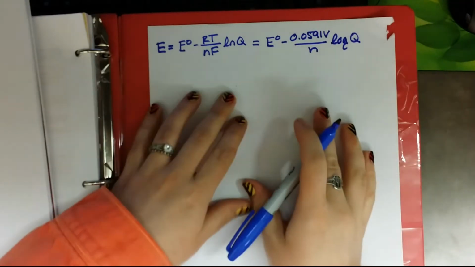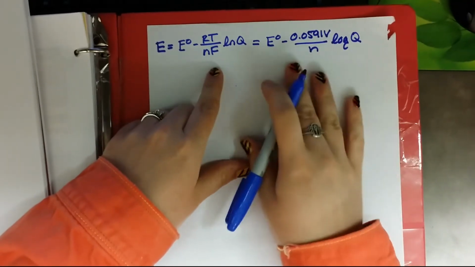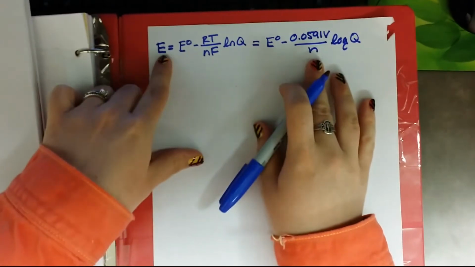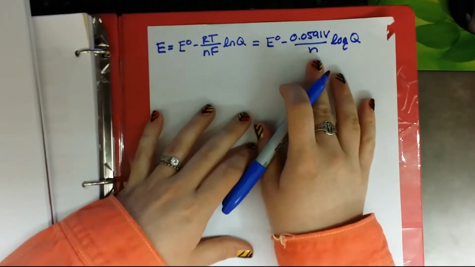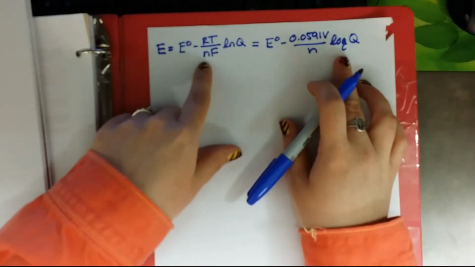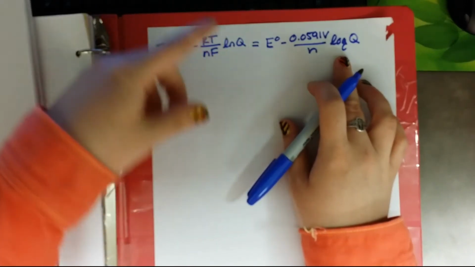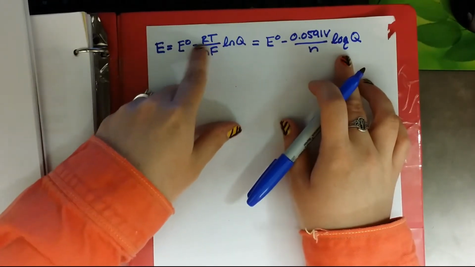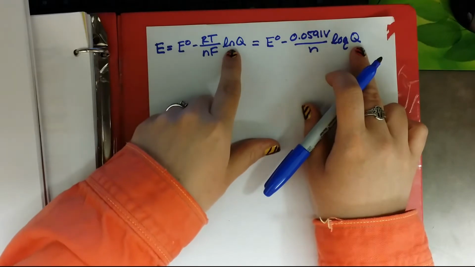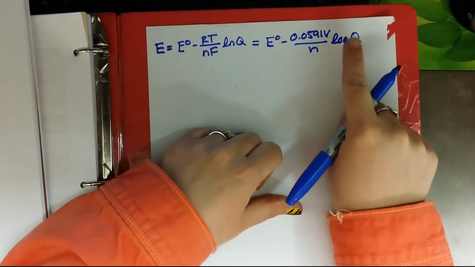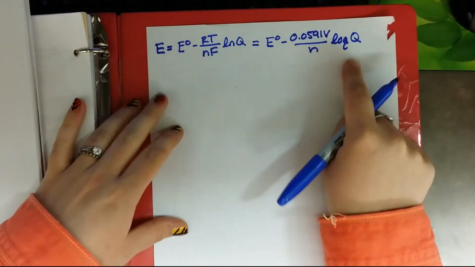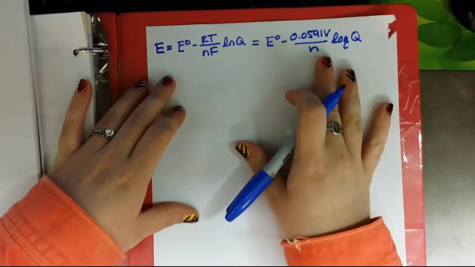The confusion has been coming from the fact that people are unsure when to use either of these forms to calculate E. And also, if this equation is just having 298 Kelvin plugged in for temperature and then solved to give this equation, why do you have a natural log of Q here, but a log with a base 10 of Q over here? I want to show you where that's coming from.